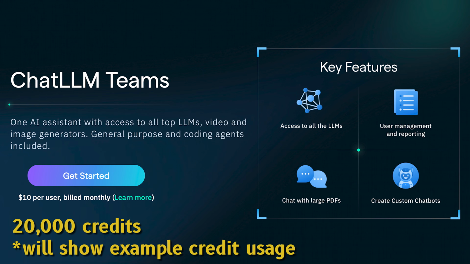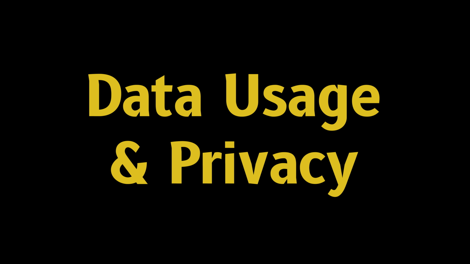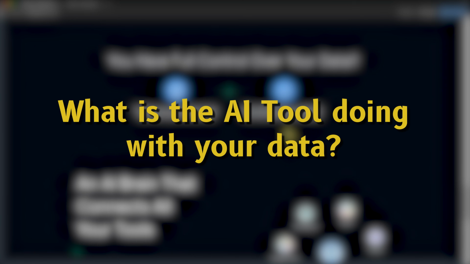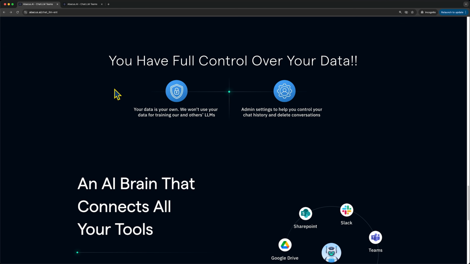And you get 20,000 credits a month with ChatLLM through Abacus AI membership. One of my favorite parts of ChatLLM is that you have full control over your data. They don't use your data for training their model or other models. Something to keep in mind as you use any AI tool is what are they using with your data, and it makes me more comfortable to use a tool that I know that I have full control over my data. Let's get started.